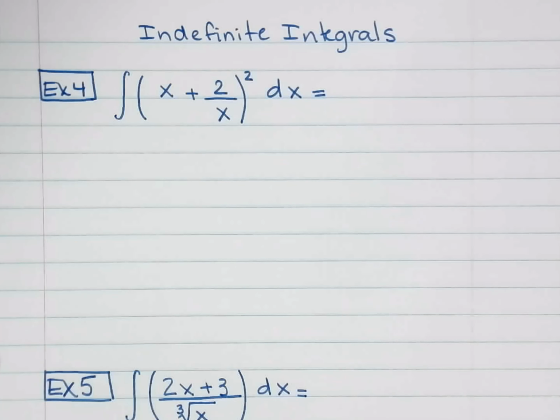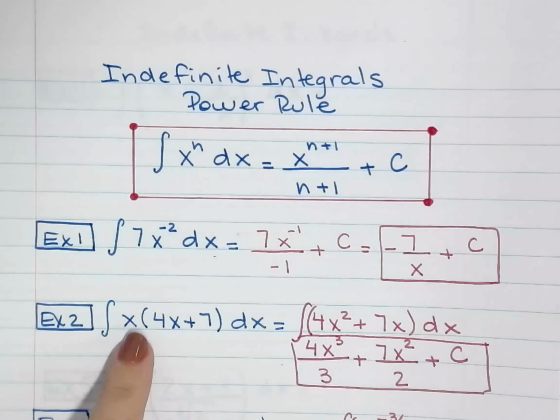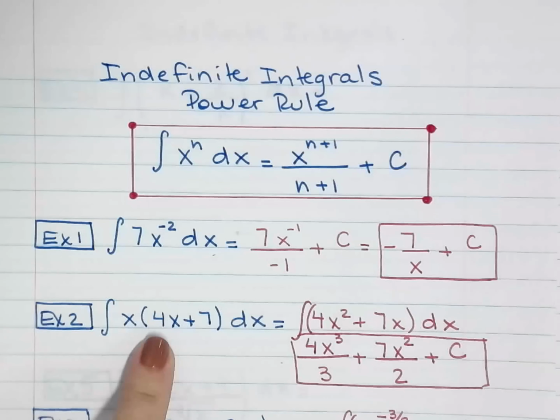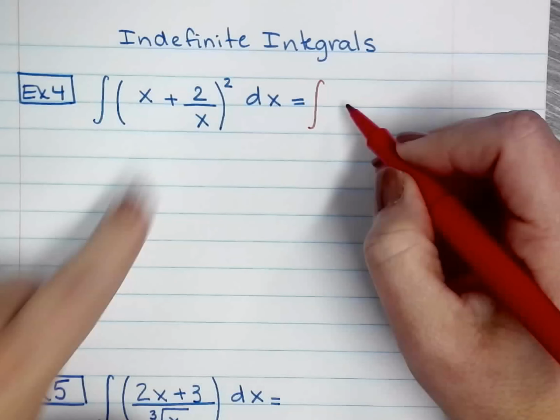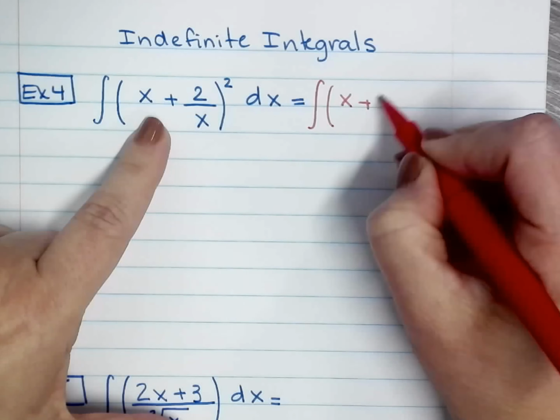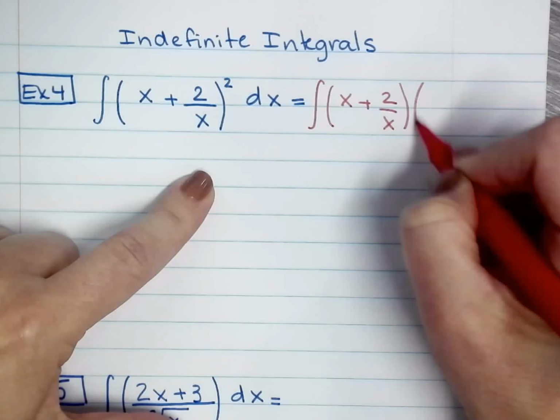Okay, the same way that we did example 2, we have to rewrite this before we start taking the integral of them. So we will expand this guy right here. You can do FOIL or you can do the box. Either way, I'm going to do FOIL. Okay, what this really means is I'm finding the integral with respect to x of x plus 2 over x times itself.